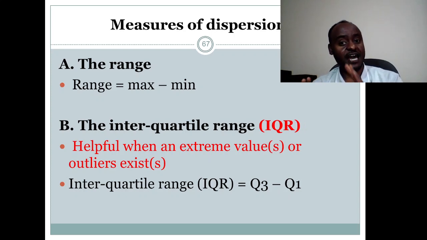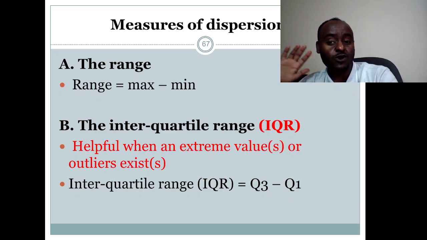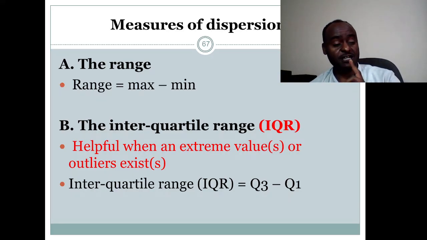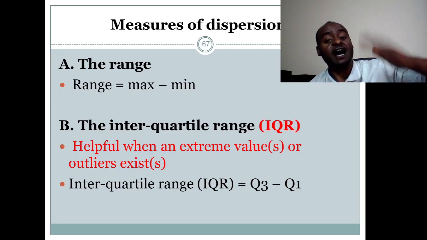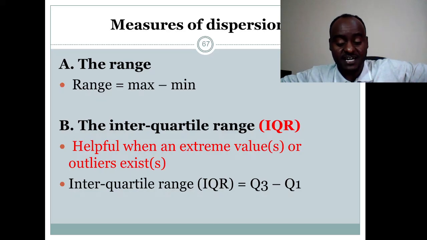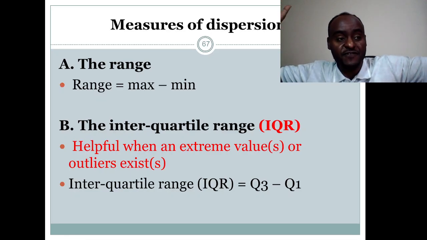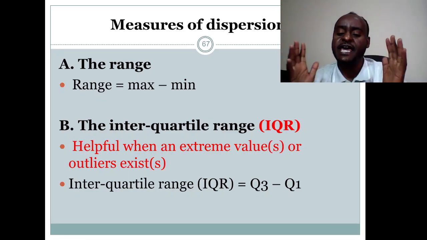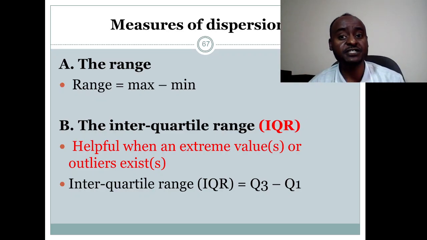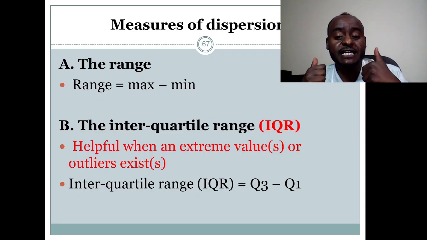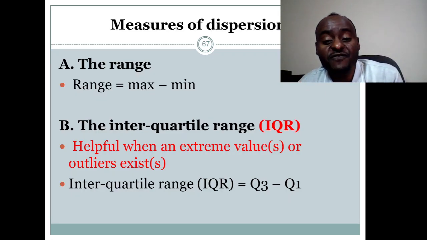Quartile number one actually separates the first, or the lowest, 25%. Quartile number three separates the highest 25%. What's left then? The middle 50%. Therefore, the interquartile range measures the variation, measures the dispersion of the middle 50%.